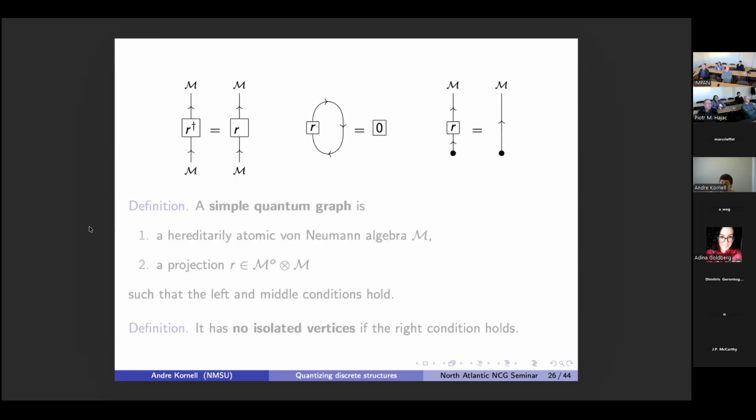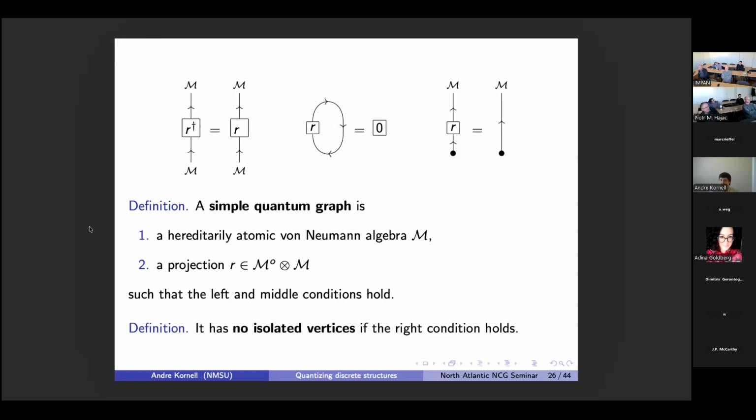So here are exactly the same 3 conditions, but we've replaced the sets with algebras. We've replaced the relations with quantum relations, in other words, with projections. And we get that a simple quantum graph is a hereditarily atomic von Neumann algebra M, a projection R in M-op tensor M, such that the left and middle conditions hold. I could have reasonably made this a little proposition because simple quantum graphs already exist in the literature, and this is how one essentially defines them. But the definition on the slides is so close to the one in the literature that there's no sense claiming that there's any kind of proof happening here.